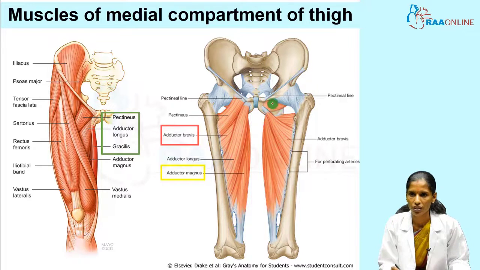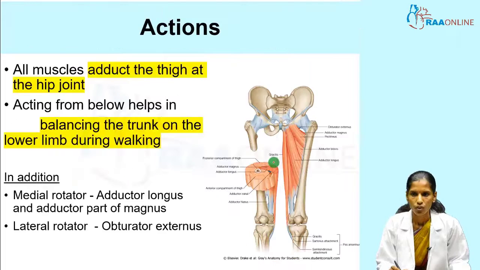Just above this you can see the obturator externus muscle, which is one of the pelvic muscles in relation to the outer surface of the obturator membrane. This muscle is explained here because it lies in the same plane as the adductor brevis, and the deeper muscle seen here is the adductor magnus muscle. The action of these muscles is mainly adduction of the thigh at the hip joint.